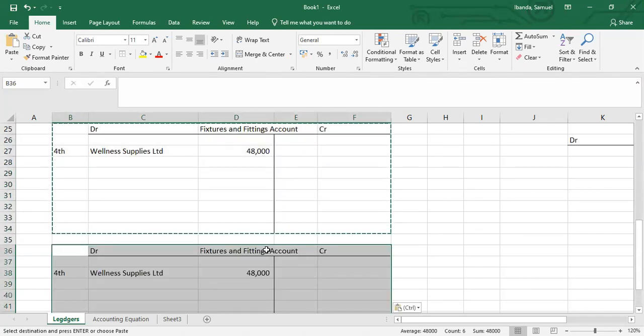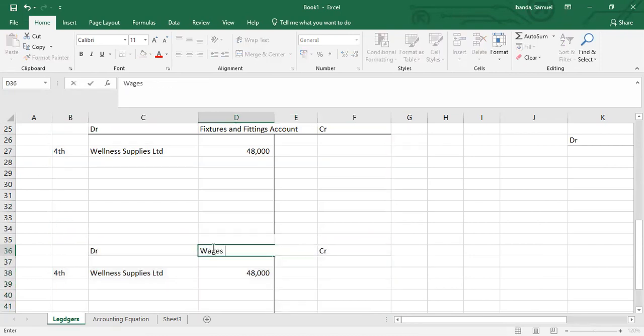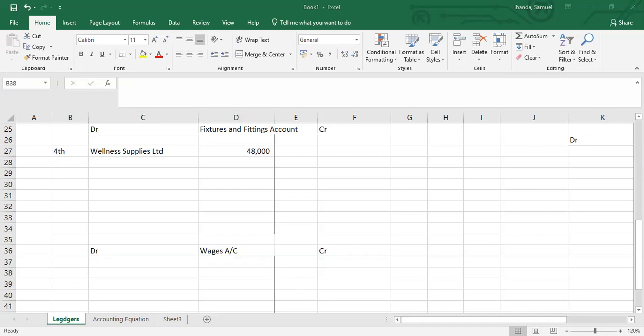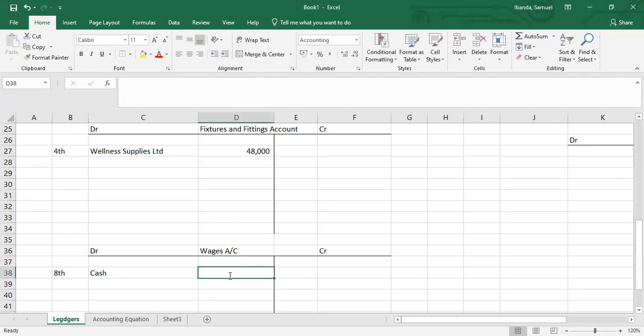You don't balance off the accounts before all transactions are done. So wages account, and I'm going to look at the transaction. The transaction, paid wages, this was on the 8th, and we paid by cash. How much? We paid 2,000.